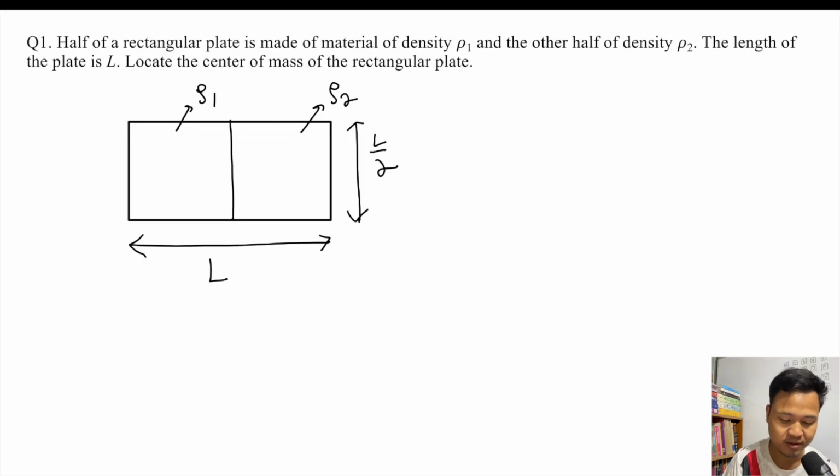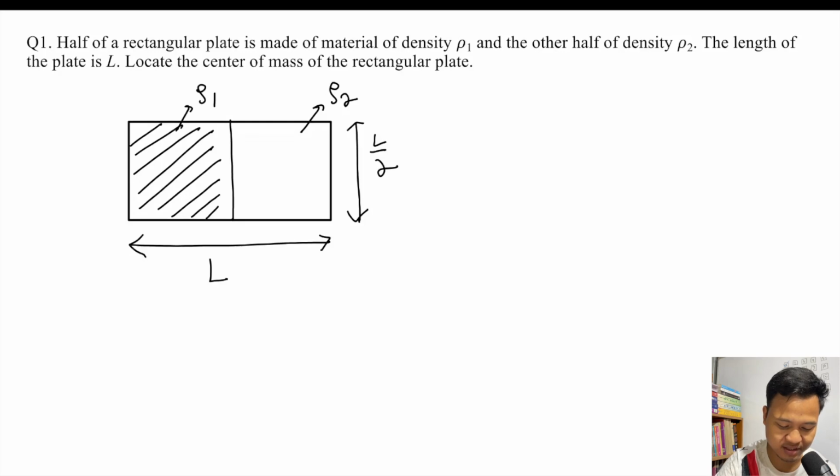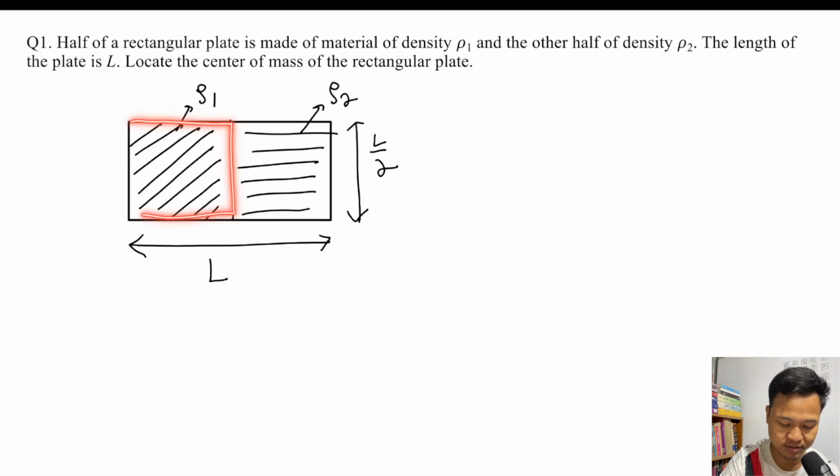Rho is usually mass per unit volume, called volume density, but here it means area density, so mass per unit area. Since the two halves are different materials, we cannot find the center of mass directly. The question does not say so, but we have to assume this as two separate rigid bodies: one half is one body and the other half is another rigid body.